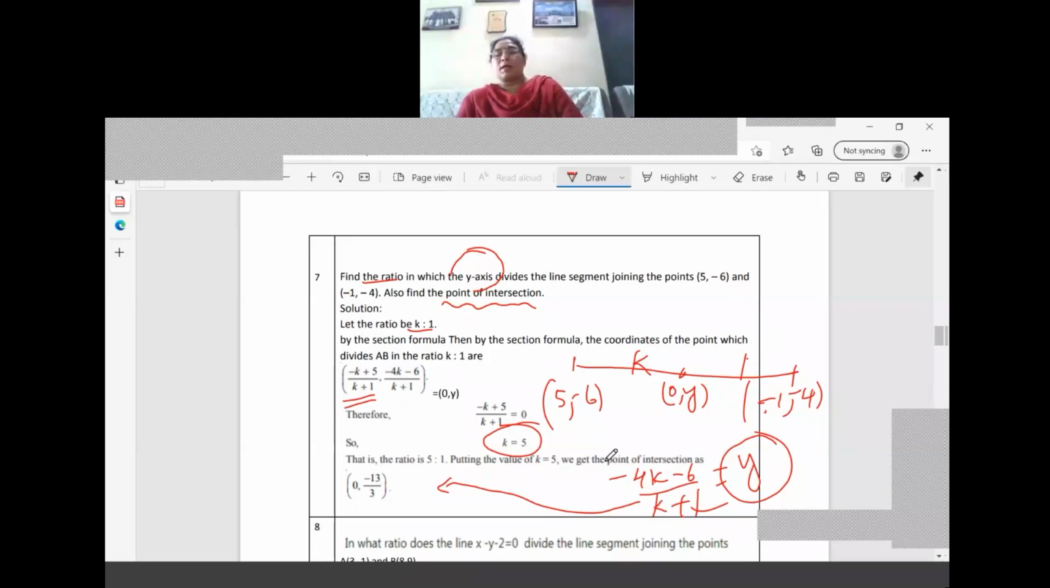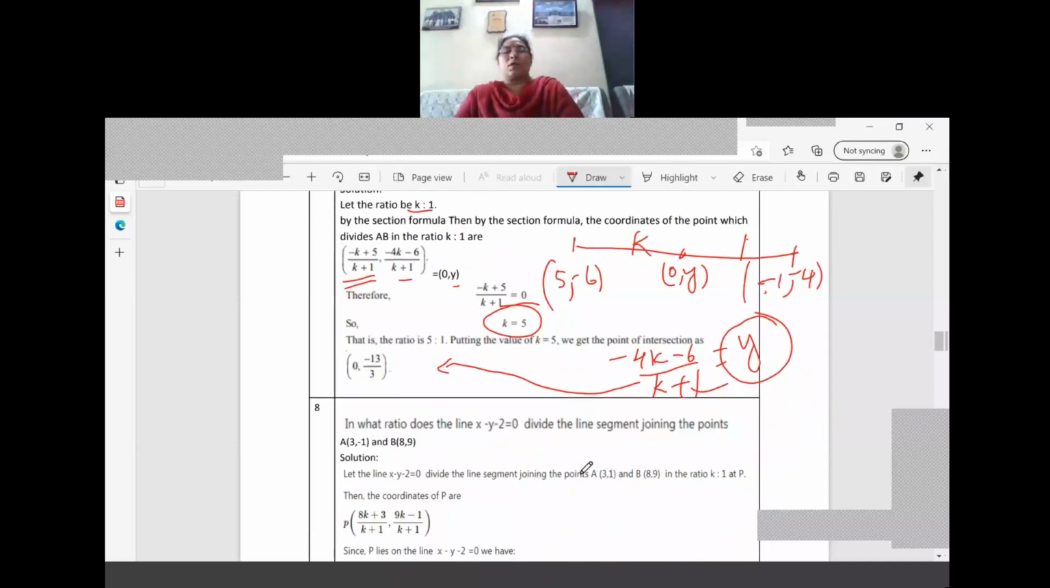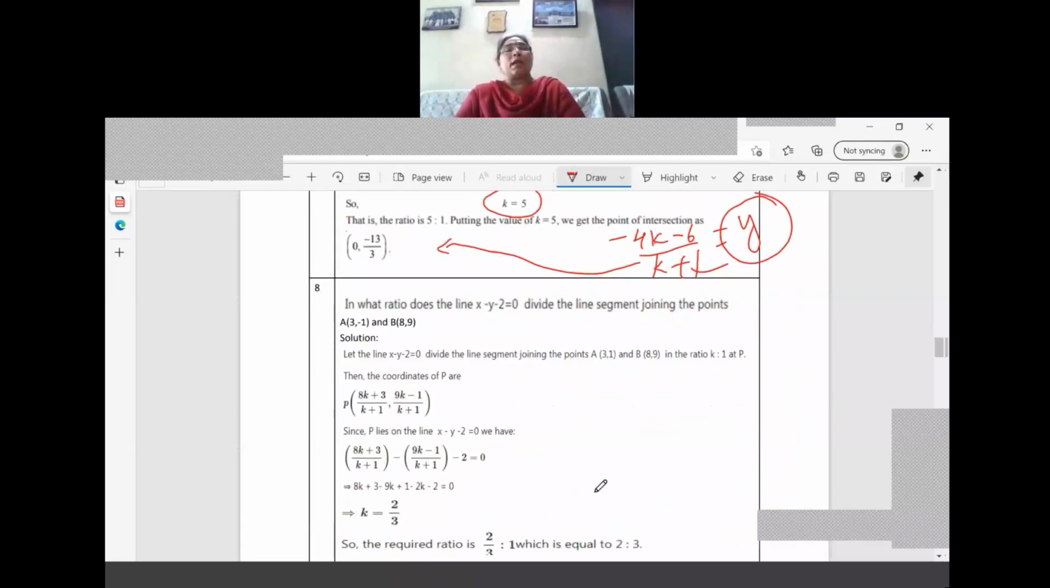First you will get the k value, then you have to put it in the second case, that is where y comes, then only the y value will come. That is how we can get the point of intersection; we must know the y value. Now the question is changed to a line. In what ratio does the line x minus y minus 2 divide the line segment joining the points A(3, minus 1) and B(8, 9)?